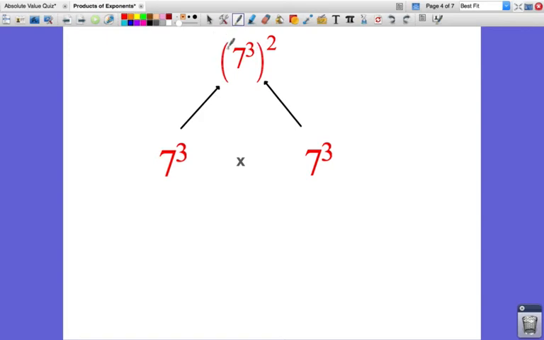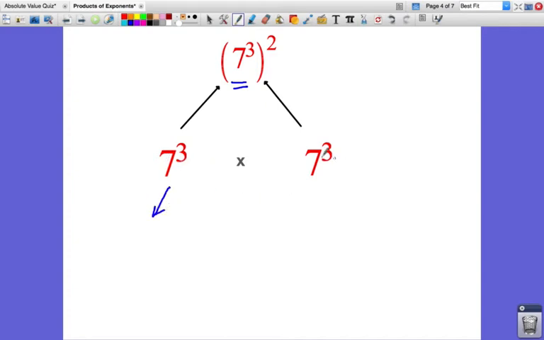So what that means is I'm taking 7 to the third power, what's in my parentheses, and I'm multiplying it by itself. So this is my new base. My base is 7 to the third. So what this means is I'm taking 7 to the third power and I'm squaring it. So I'm multiplying this by itself. So this expands out to 7 to the third power times 7 to the third power.